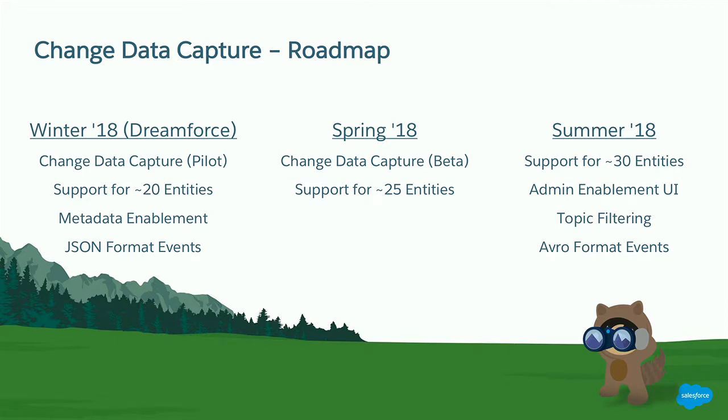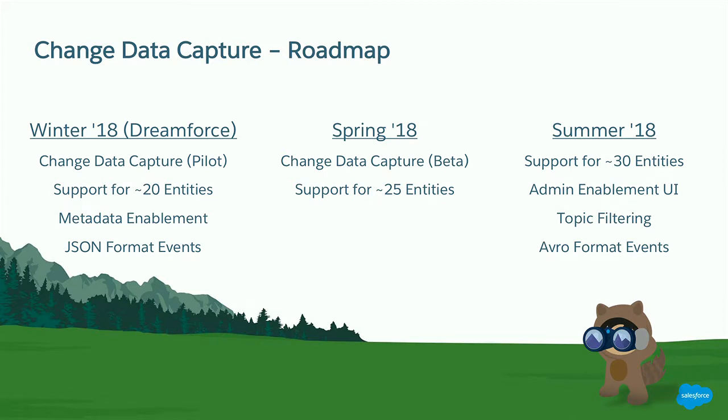We currently are supporting 20 entities, so most of the hero objects at Salesforce, with the exception of a couple tasks and events, aren't quite supported yet, along with every custom object. Those are all supported out of the box today. We have metadata enablement, so you can actually choose to start capture on your custom objects. We don't do that automatically for you. And we do support JSON format events, what we saw today in the demos. In the spring, we're looking to extend it to a beta, get more customers involved, definitely start opening it up so more people can try it. We should have support for around 25 entities in total.